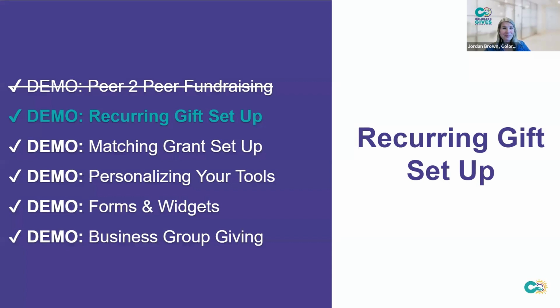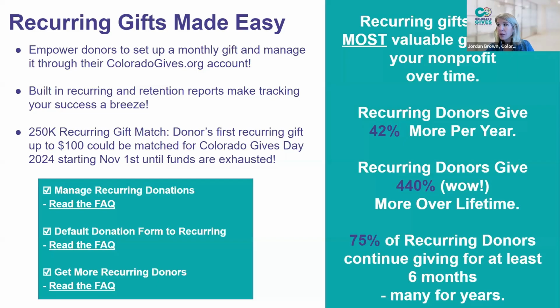All right. Now we are going to talk about setting up recurring gifts. What we want to make sure you understand about recurring gifts is that they are the most valuable gift type for your nonprofit. Recurring donors give 42% more per year. They also give 440% more over a lifetime. And 75% of recurring donors continue giving for at least 6 months, many for years.